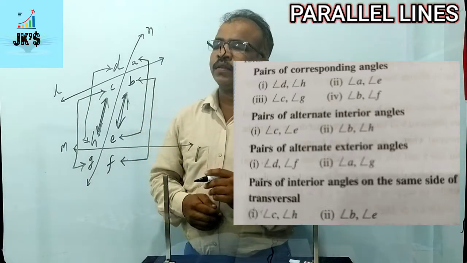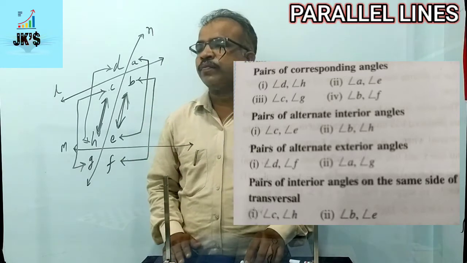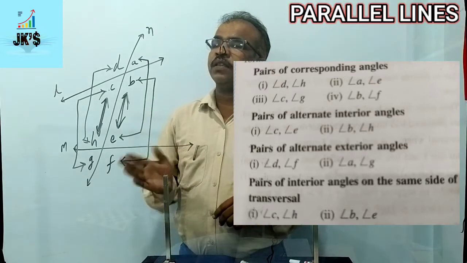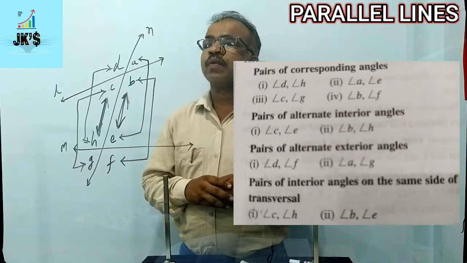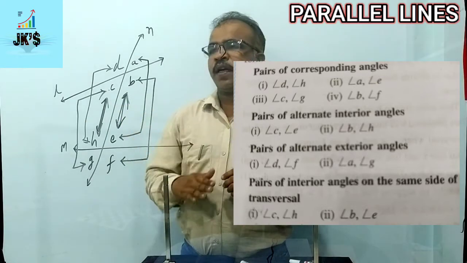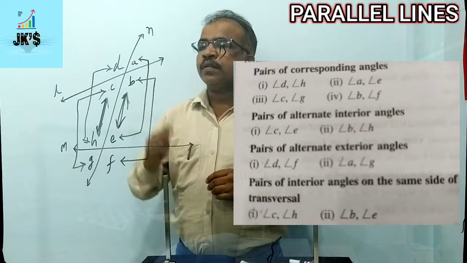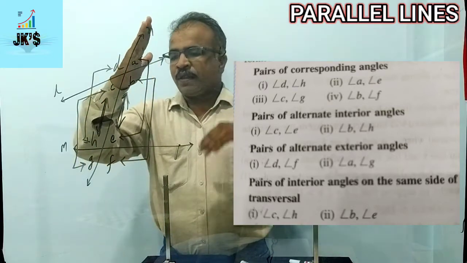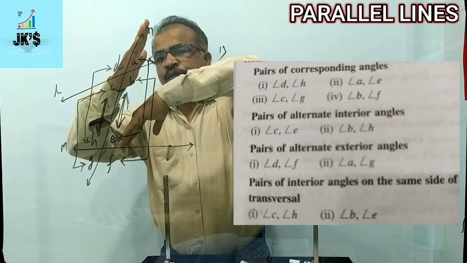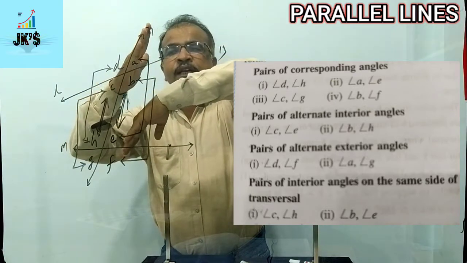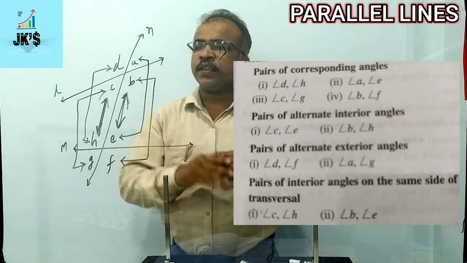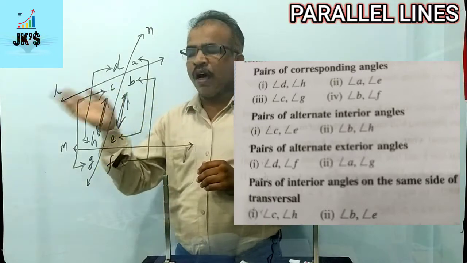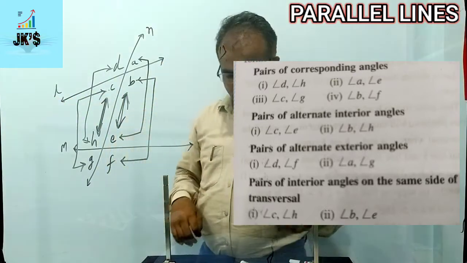The remaining type is alternate angles. The definition of alternate angles is just opposite to that of corresponding angles. The angles are on opposite sides of the transversal, and the remaining sides also lie on the opposite sides of the transversal.